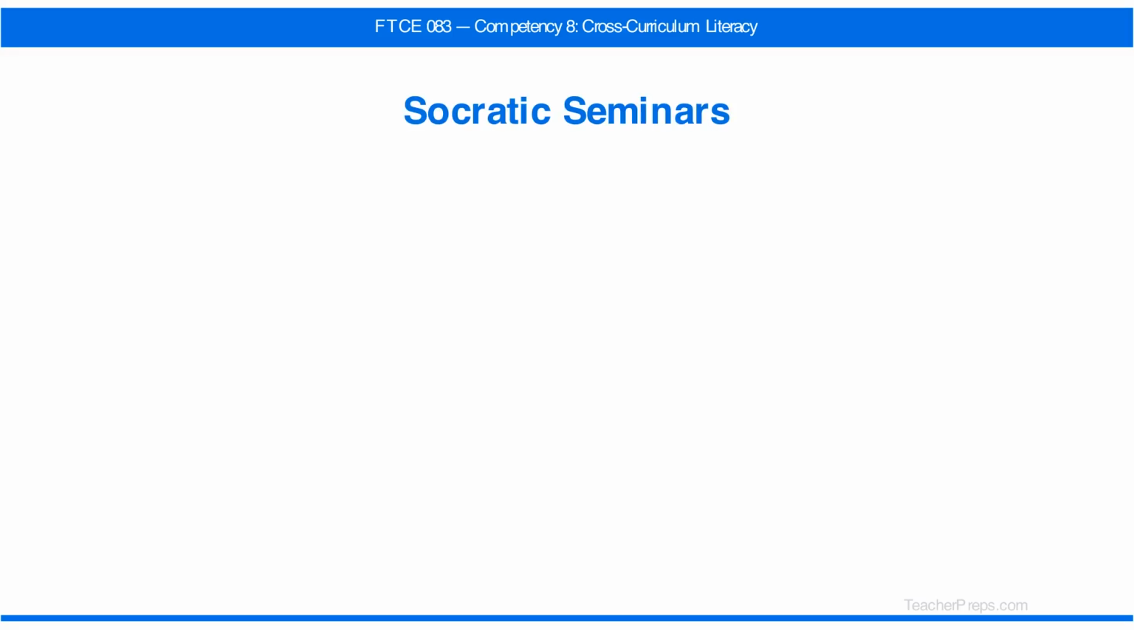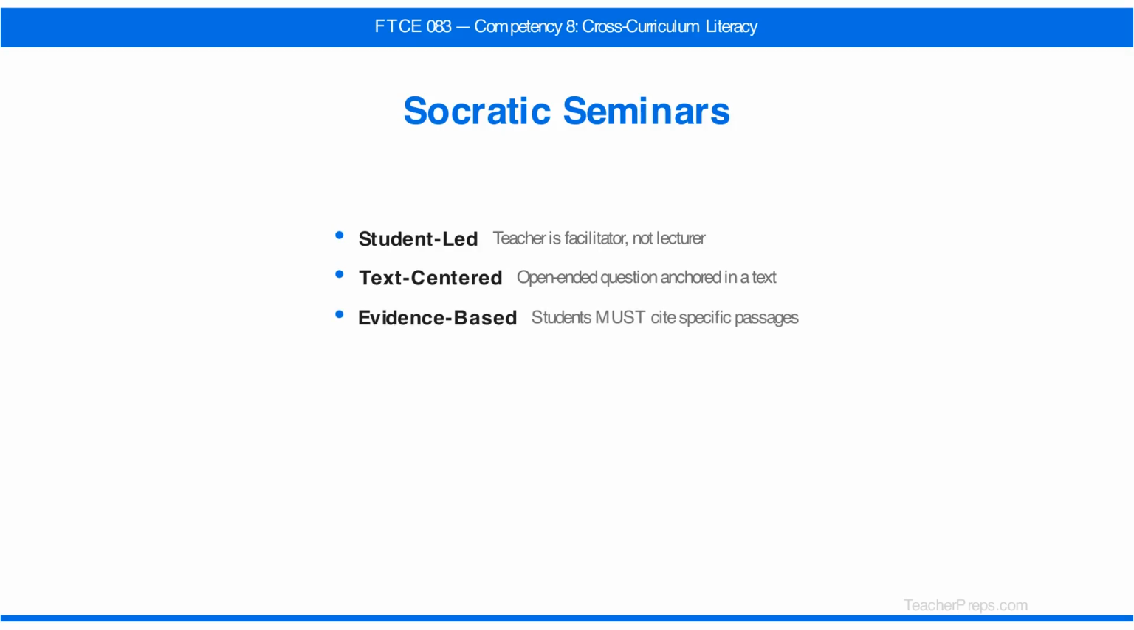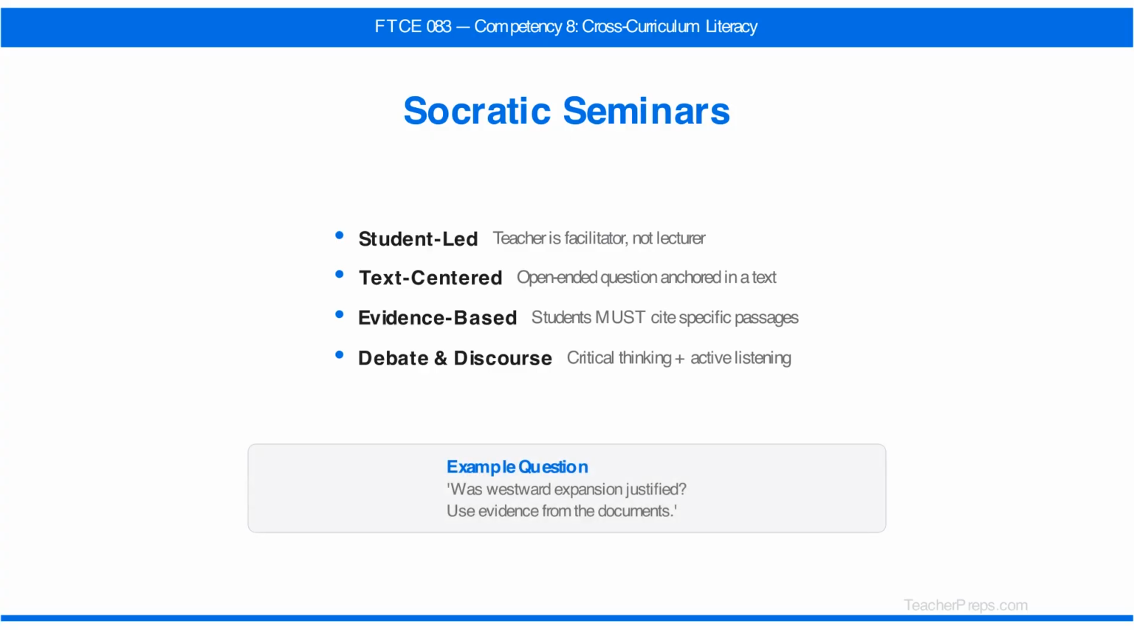Let's move to literacy for higher-order thinking. The first strategy is the Socratic seminar. A Socratic seminar is a structured, student-led discussion centered on a text or set of texts. The teacher poses an open-ended question, and students discuss it using evidence from the text. The teacher's role is facilitator, not lecturer. You might ask a clarifying question or redirect if the discussion goes off track, but the students are doing the intellectual work. The key feature of a Socratic seminar is that students must cite evidence.